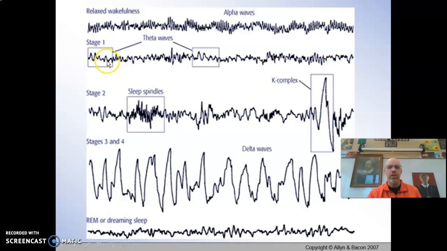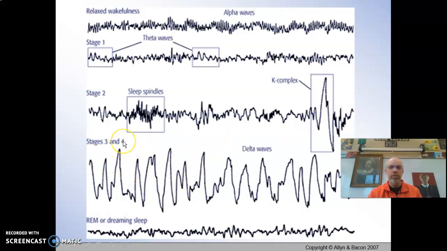Then you get into a stage 1 sleep, and you get into theta waves. Now the frequency starts to dissipate a little bit, and the amplitude starts to go up. In stage 2, you can see that you're starting to get a little bit more amplitude, a little bit wider frequency, but then you'll get these things called sleep spindles, and they're super high frequency and medium amplitude. And then you'll get a K complex in stage 2, and you'll see here wide frequency, big amplitude. And that drifts you into stages 3 and 4.